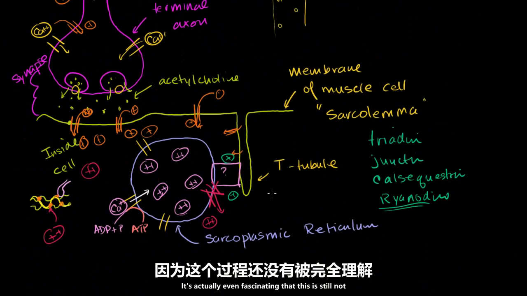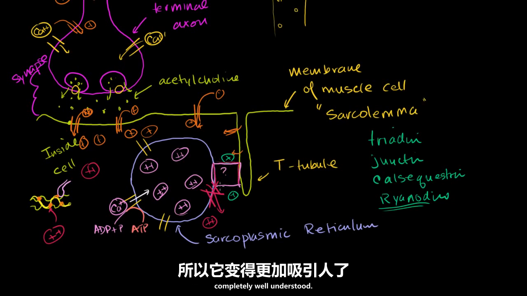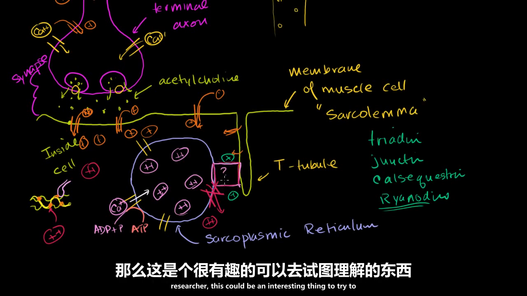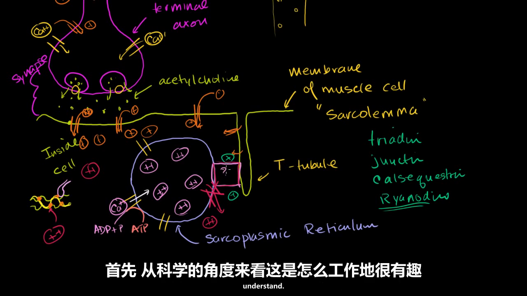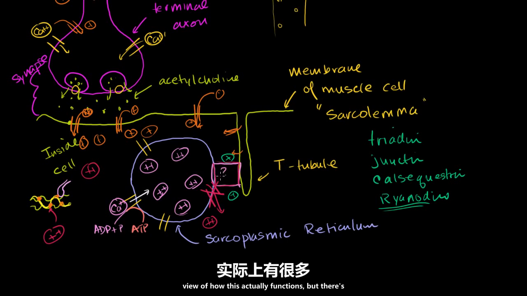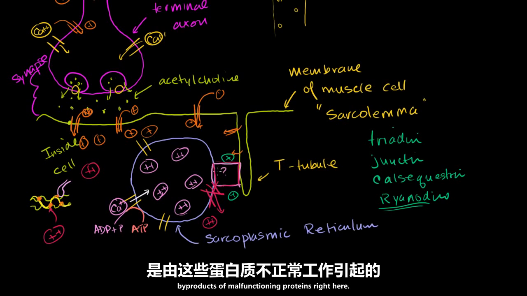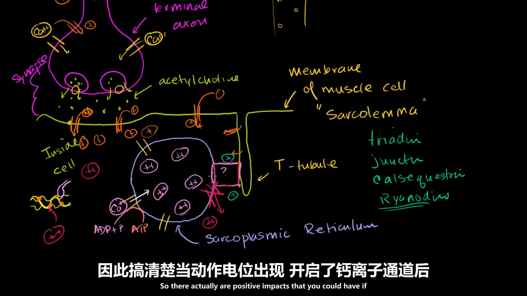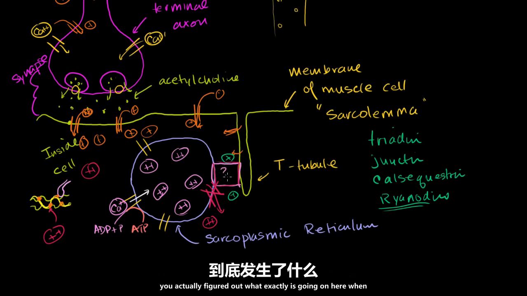So I don't know, that's pretty fascinating. It's even fascinating that this is still not completely well understood. This is an active area, and if you want to become a biological researcher, this could be an interesting thing to try to understand. And it's interesting just from a scientific point of view of how this actually functions. But there are also maybe potential diseases that are byproducts of malfunctioning proteins right here. Or maybe you can somehow make these things perform better or worse, or who knows. So there actually are positive impacts that you could have if you figured out what exactly is going on here when the action potential shows up to open up this calcium channel.